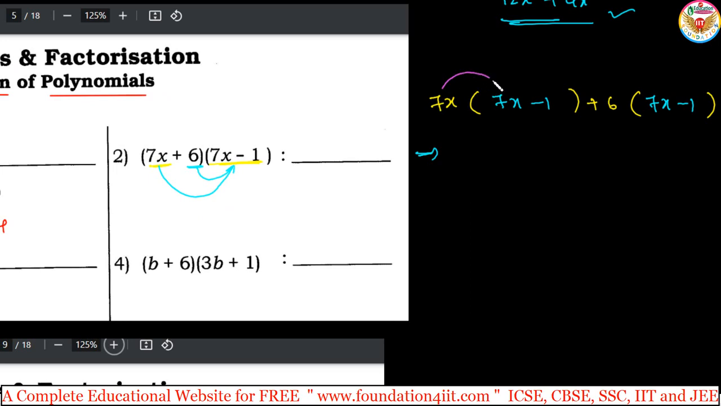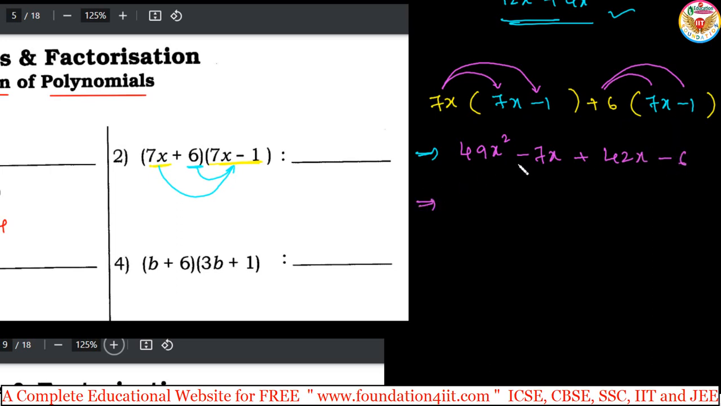So 7x into 7x, 7x into minus 1. Individually we should simplify. 7x into 7x, 7 into 7, 49. x into x is x square. Again 7x into minus 1, so minus 7x. Here also 6 into this and 6 into this. 6 into 7, plus into plus, plus 6 into 7, so 42x. Plus 6 into minus 1 is minus 6.